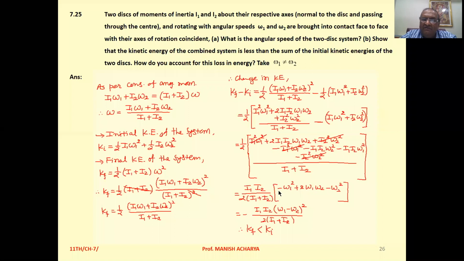Now here take negative sign common. Then you can write I1 I2. If you take negative sign common from this one, then this bracketed term will be omega 1 minus omega 2 whole square upon 2 I1 plus I2. Now see, omega 1 minus omega 2 whole square is appearing. So in this term, whether omega 1 is greater than omega 2 or omega 2 is greater than omega 1 makes no difference. The answer will be positive. I1 I2 is always positive, which means the resultant answer is negative.